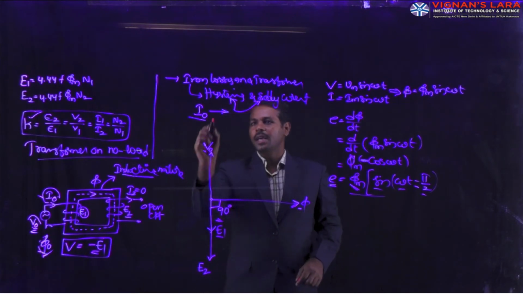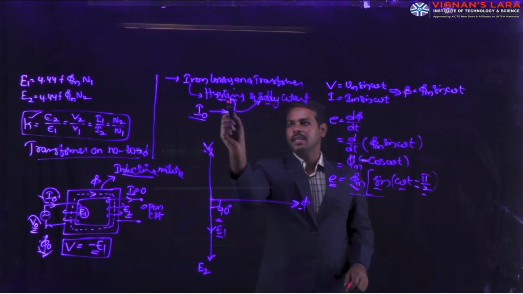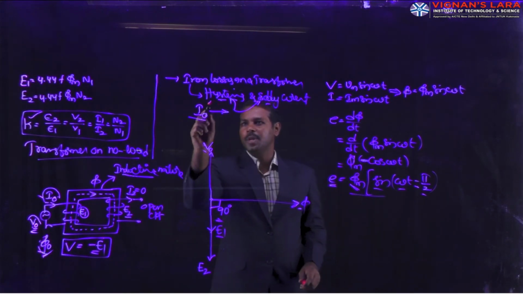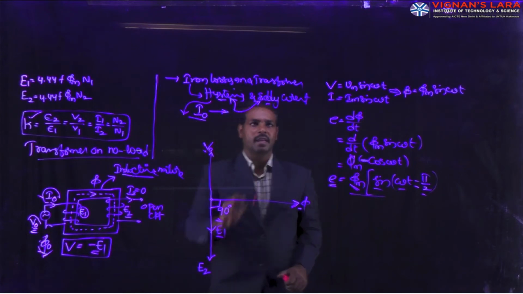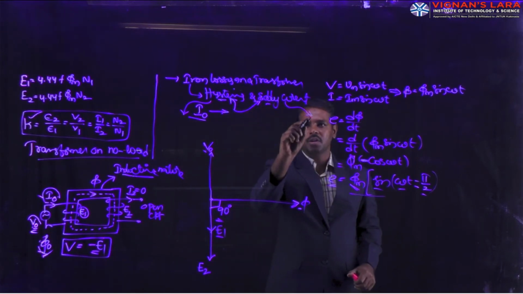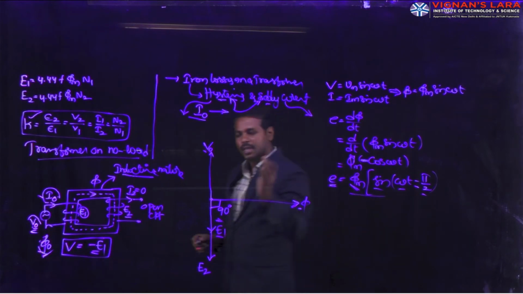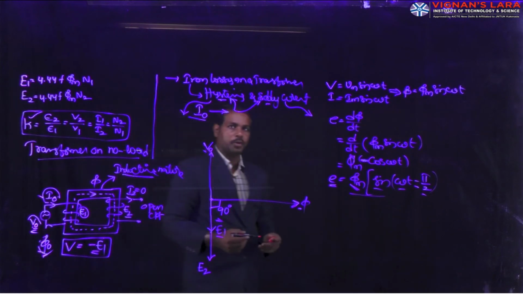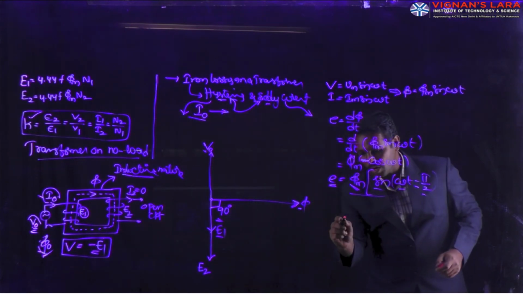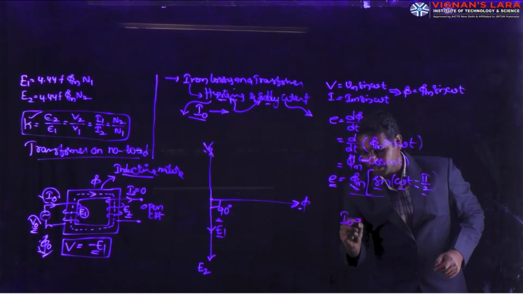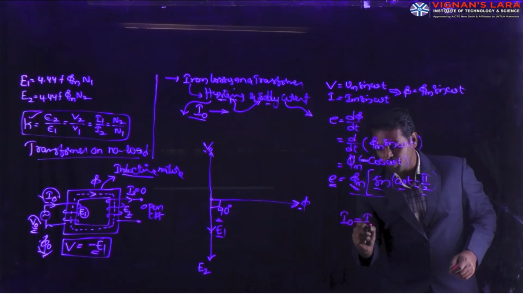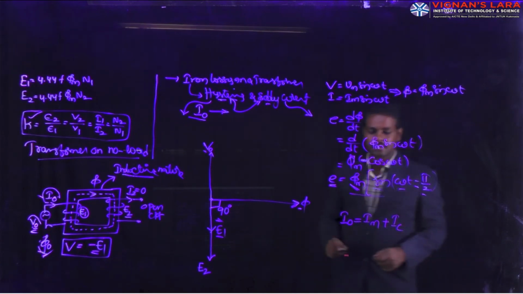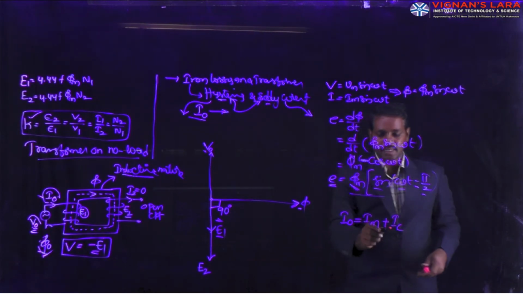I naught is a combination of two losses: one is the hysteresis loss and the other is the eddy current loss. Hysteresis loss is related to the type of magnetic material. Eddy current loss is related to the currents generated in a magnetic core. That's why I naught has two components: the IM component, the magnetizing component, and the IC component.